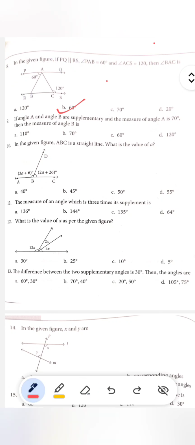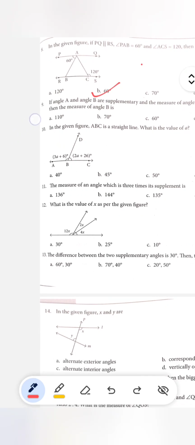If angle A and angle B are supplementary and the measure of angle A is 70 degrees, then the measure of angle B is what? 180 minus 70, that is equal to 110 degrees.